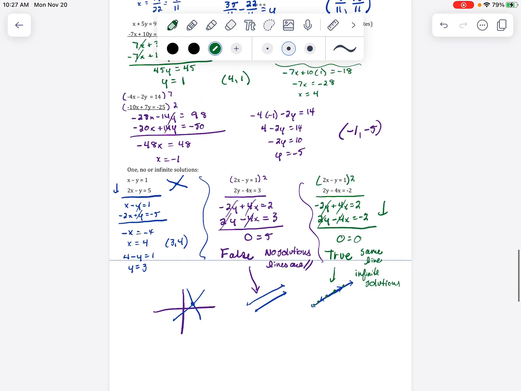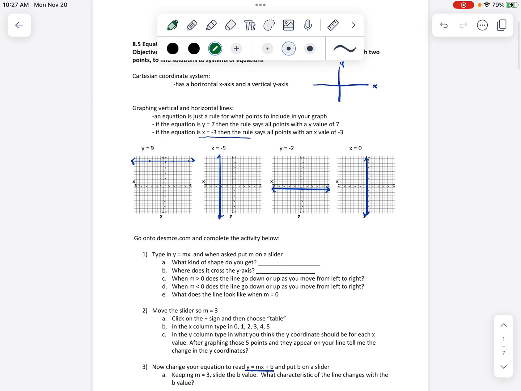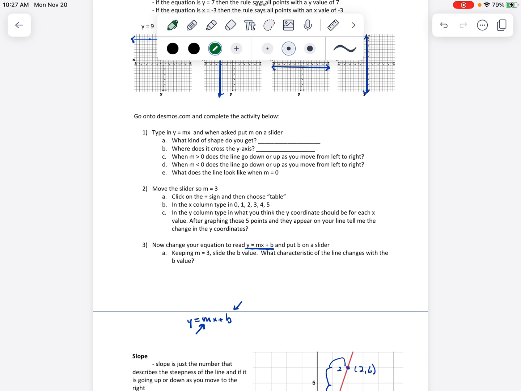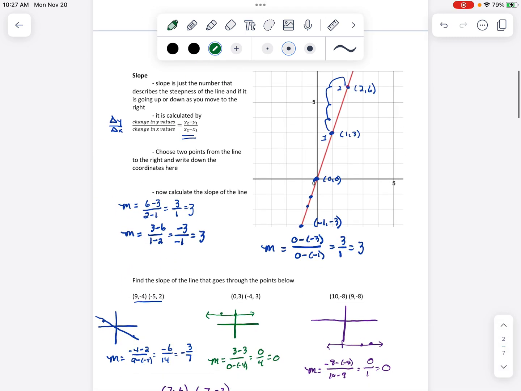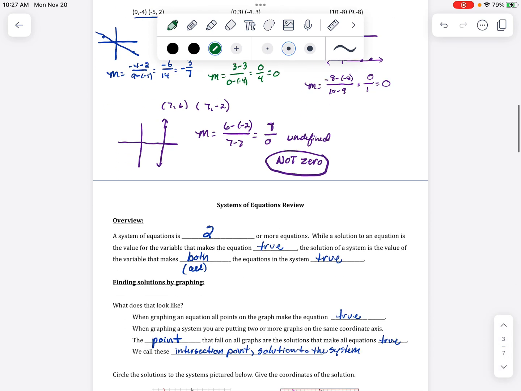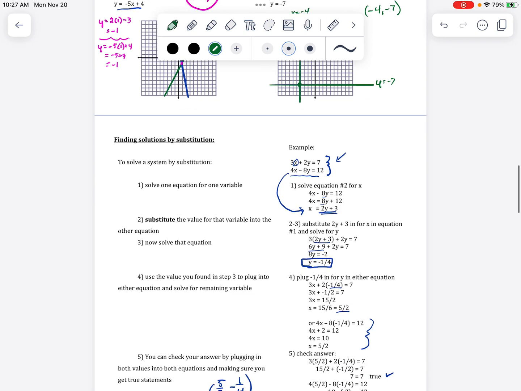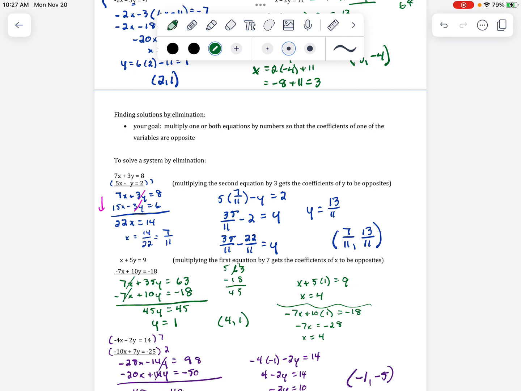So there we go. We've touched base on slope and on lines, how to graph horizontal and vertical lines. Hopefully you did the activity on Desmos to become familiar with slope and y-intercept. We looked at how to calculate slope for a line, how to calculate the slope between 2 points. And then we branched into solving systems of equations, how to find the point that makes both equations true. We did it by graphing, we did it by substitution, and then finally we found that solution by elimination.